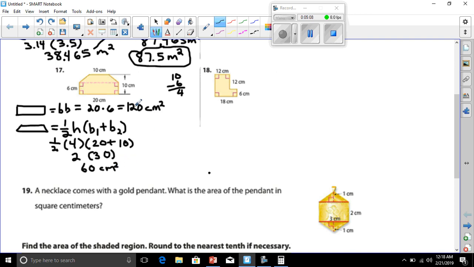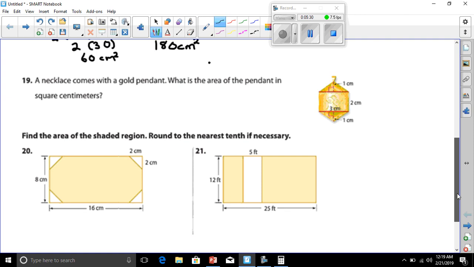So now it's time to add the two shapes together. We had 120 plus 60, and that's going to equal 180. And don't forget, centimeters squared. And we're done with number 17. Let's go to number 19.